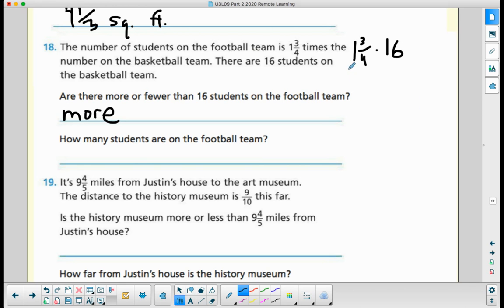Now, how many? Again, I'm going to use distributive property because it's really going to be easy. Think of 1 3/4 as 1 plus 3/4, and then multiply each part by 16. Then when I'm done multiplying them, I will add them together. Why did I do that? Well, 1 multiplied by 16 is just 16.